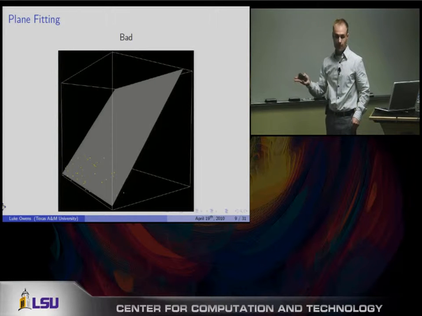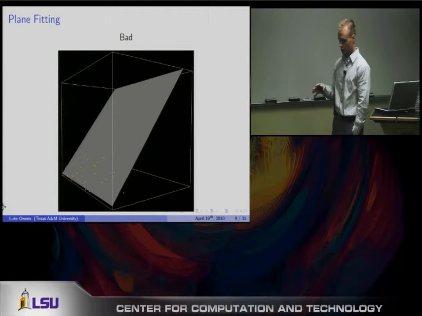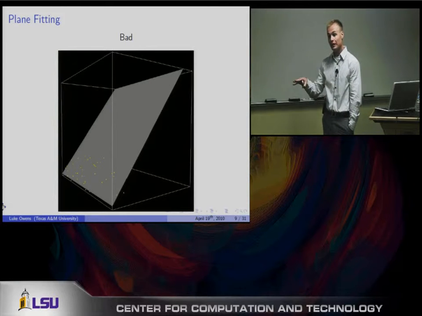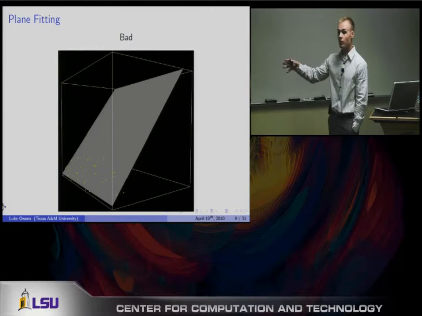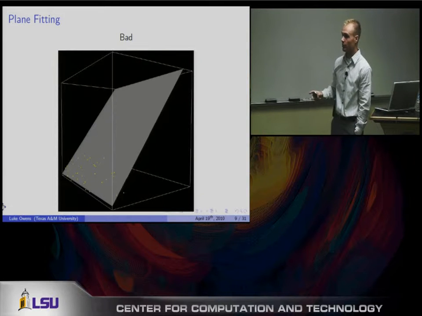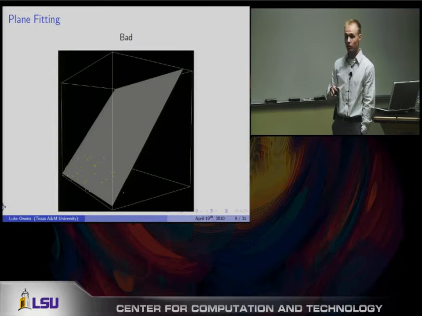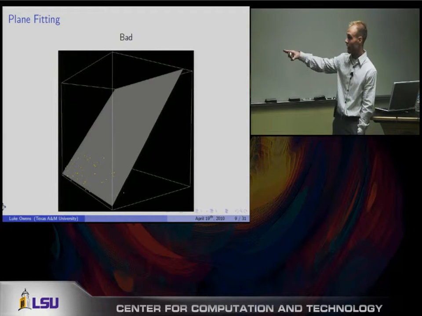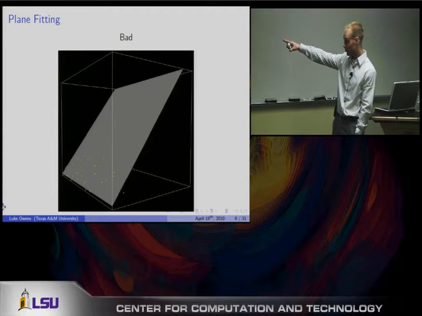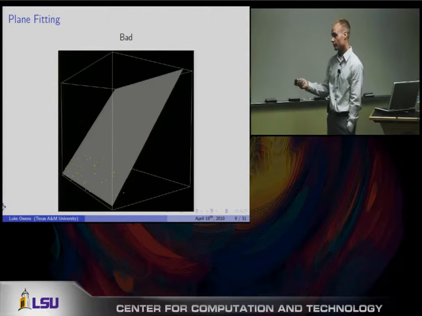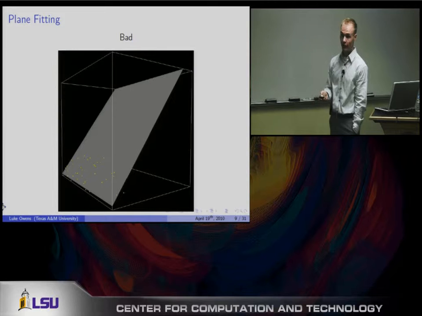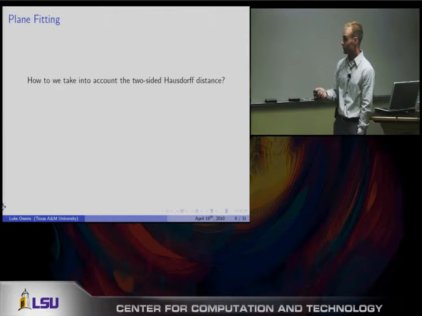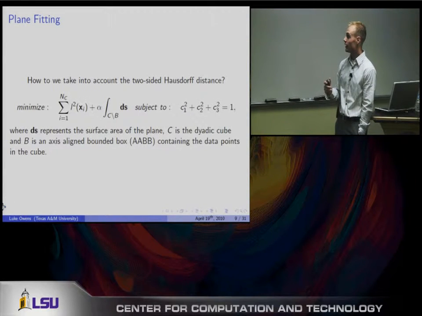So if you're sort of thinking, in terms of aircraft going in in a city, we fit this surface. We're like, oh, we've got good one-sided Hausdorff, but not two-sided. What this would say is, okay, the aircraft can't go this close to the building because it would hit it. But in reality, it really could get that close to the building because that plane overshoots the building. There's our application. How do we fix this is the question. So how do we take into account the two-sided Hausdorff distance?